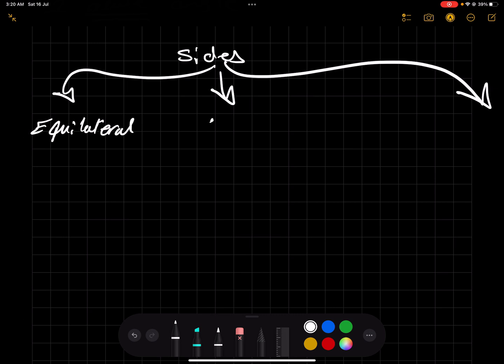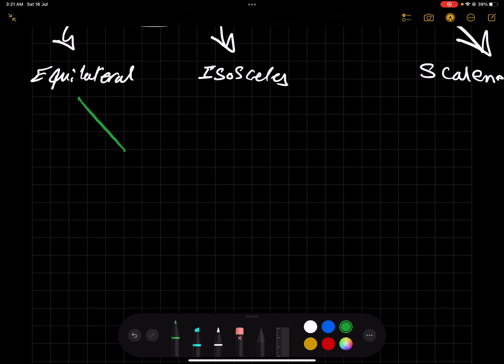The next one will be isosceles, and the next one will be scalene triangle. So what about the equilateral triangle, which means that all sides are equal? If we have here the first one, it will be 3. The next one will be 3. The third one will be 3 as well.